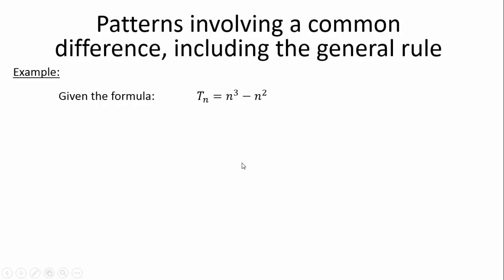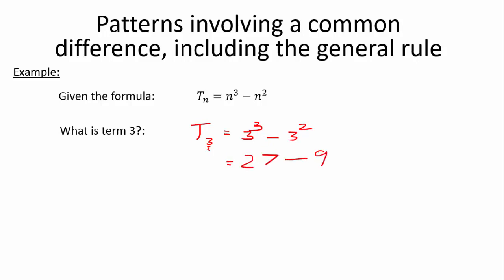What about given the formula Tn equals n cubed minus n squared? We have now got to solve the third term. So we say T3 is equal to 3 cubed minus 3 squared. Remember, we swapped our n for 3. What is 3 cubed? You should know this. That's 27. 3 squared is 9. 27 minus 9 is 18. And that is our third term.